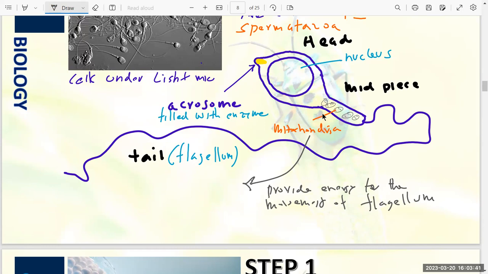And this cell is adapted for movement in a liquid medium, as it has a small tapered head. So it's fluid dynamic, because the shape of the cell head region is tapered, and it gets less resistance when it swims, because of this shape. So this is very important for swimming. It gets less resistance.